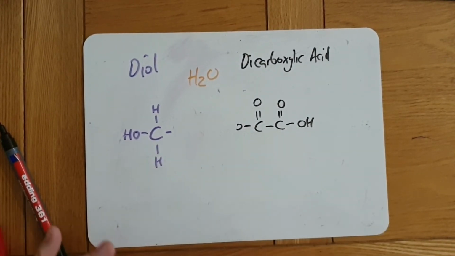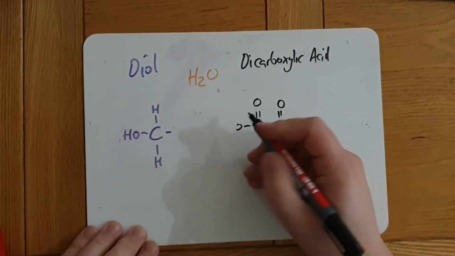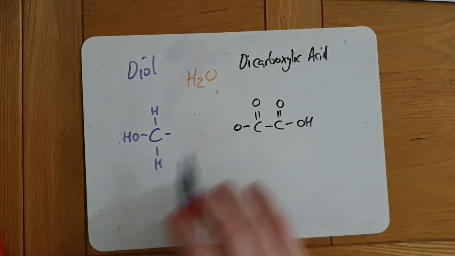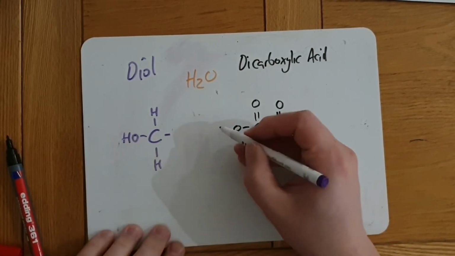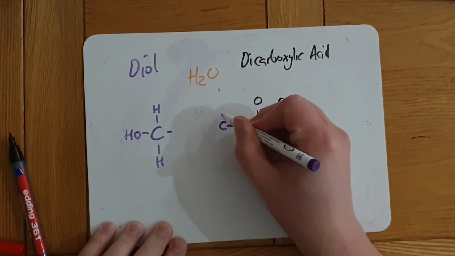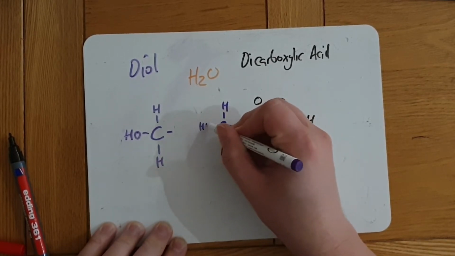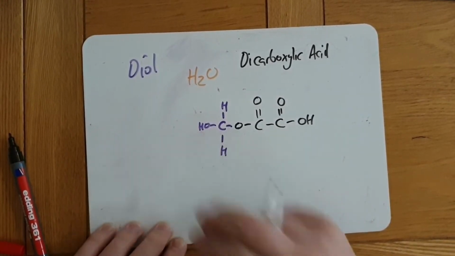And then they want to join together, right? So that goes over there and joins on. I'll just draw it again over here: C, H, H, H, O. Right. So that's what's happened first.